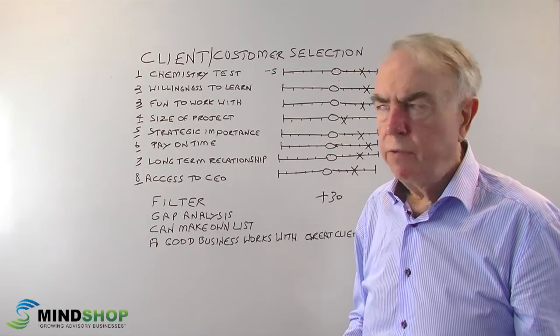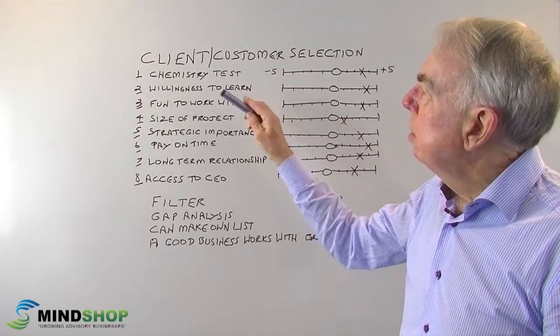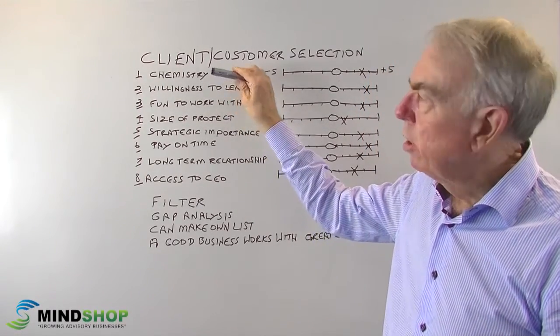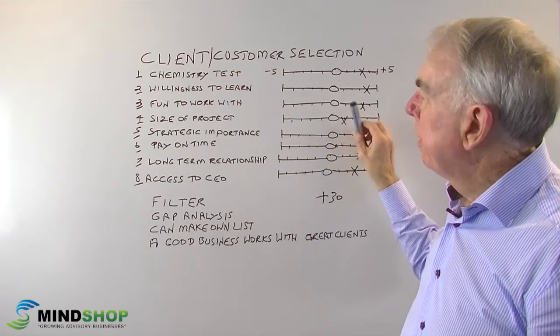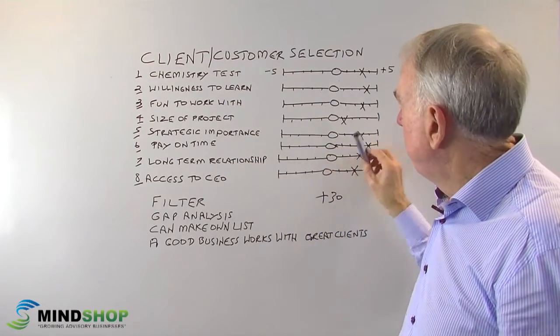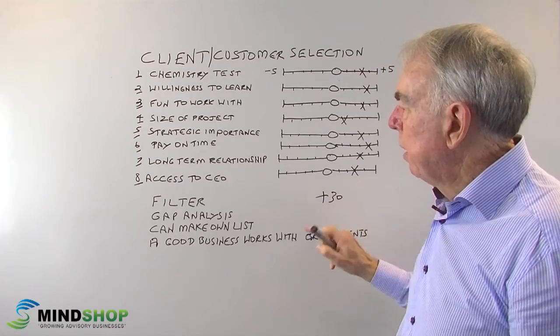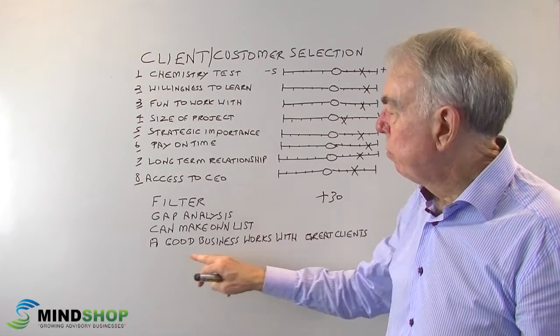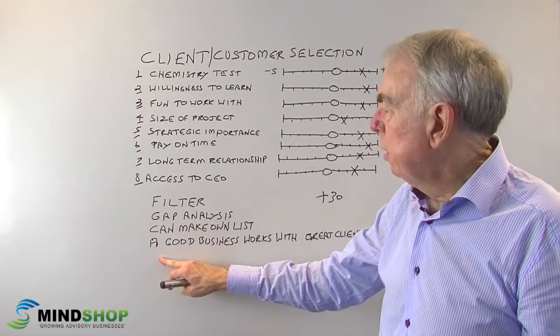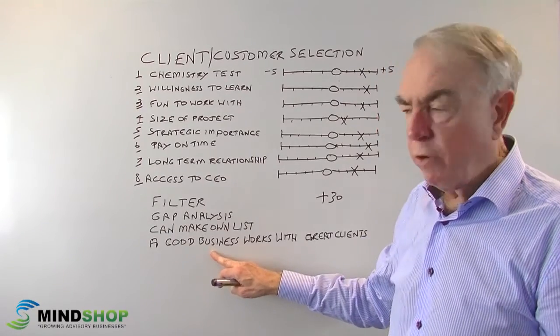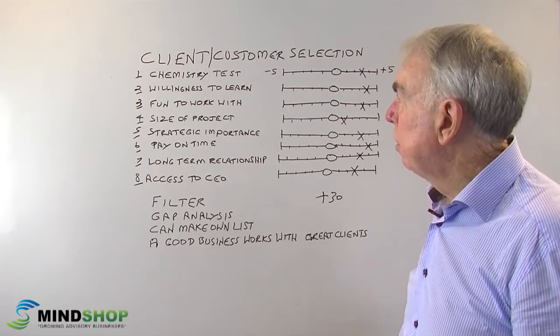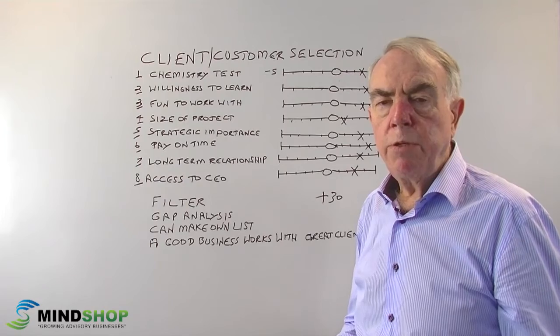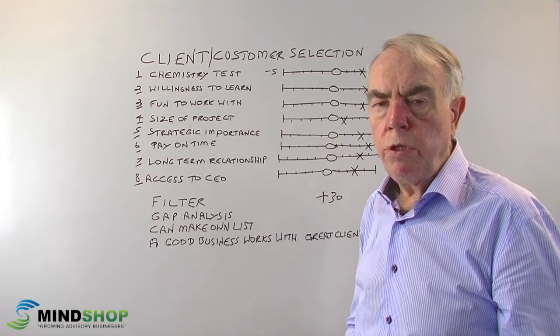to be successful. So to summarise, you need to brainstorm the criteria, do a gap analysis as to where you are with them, and you should get up to at least 30. You can make your own list, and of course this whole process is to identify that you have a good business which works with great clients. So that's the client customer selection process which you should use with all your clients.